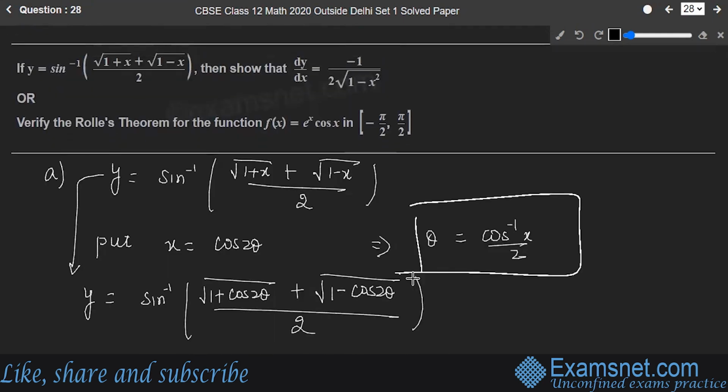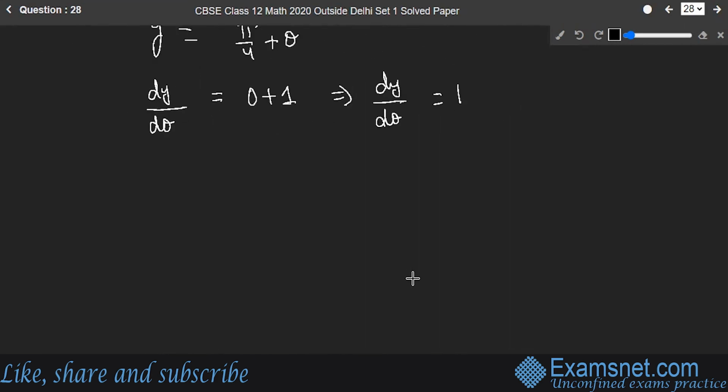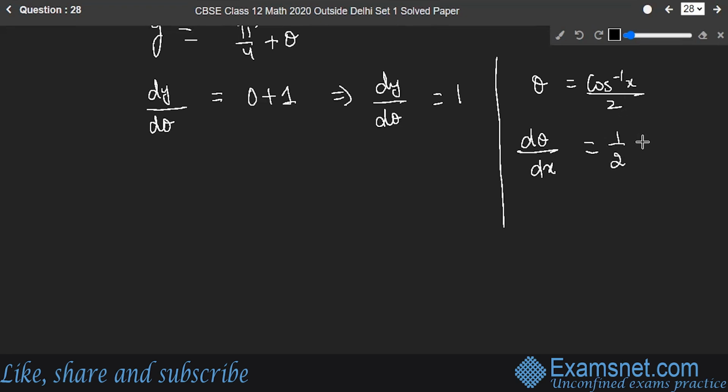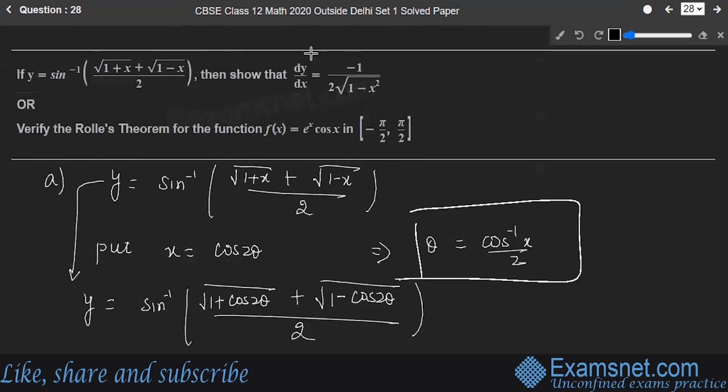Here you had theta as cos inverse x by 2. Now, you had theta as cos inverse x upon 2, or d theta upon dx is equal to, let's find out the derivative. So this is equal to 1 by 2 into 1 upon root of 1 minus x squared, right? Now what you actually have to find out in the question was dy by dx.